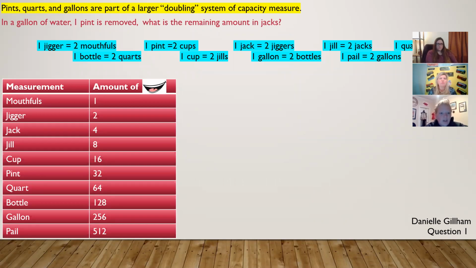Danielle, in a gallon of water, 1 pint was removed, and what is remaining in jacks? So if we have our gallon of water, I've already put up a chart that shows the amount of mouthfuls in each measurement. We have 256 mouthfuls in a gallon. And if you subtract the 32 mouthfuls that's in a pint, you're going to get 224 mouthfuls.